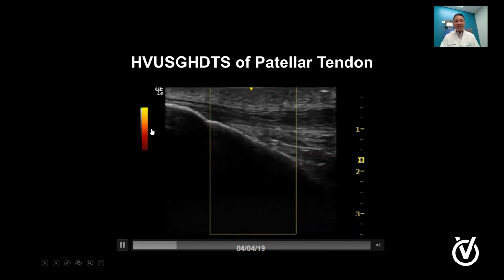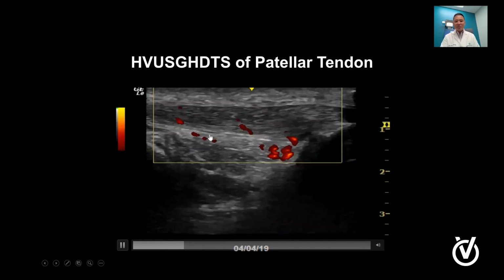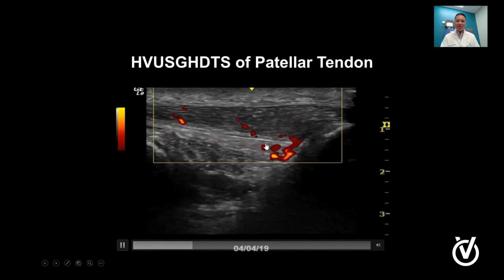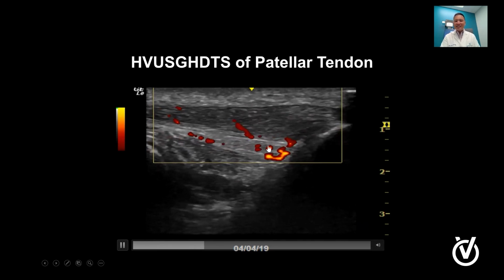You can look further down on the tendon. This is closer to the bone down here. You can see less of those blood vessels. But returning to that part of the tendon that's particularly diseased, you can see these blood vessels that are sprouting from the deep surface, which is where the fat pad is, invading into that tendon.